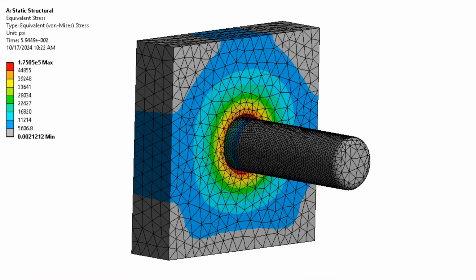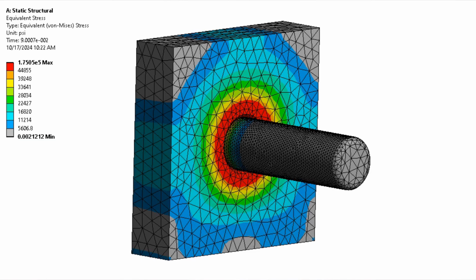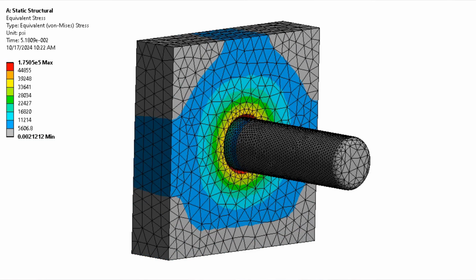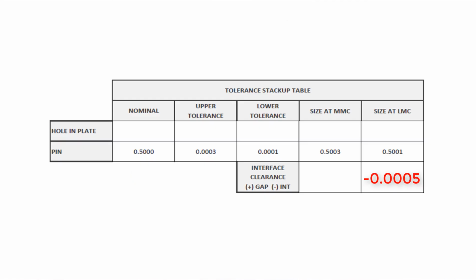Next, we must determine the maximum allowable press fit at max material condition at the pin to hole interface. Prior analysis using FEA indicates that 3.5 thousandths would be the maximum allowable interference fit between the pin and the plate based upon our specific application. Therefore, we put negative 0.0035 in the table here in the cell associated with max material condition of the interface between the pin and the plate.